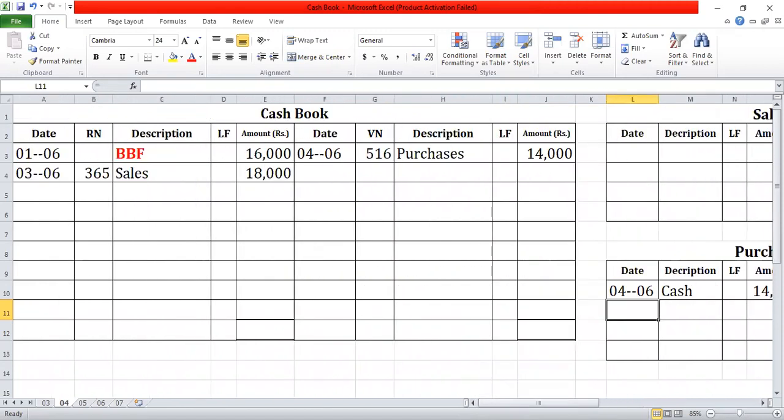Next one, again a receipt. The date is 8th of June. Receipt number 366. It is commissions receipt, amount 12,000. Cash book debit. Why? It's a receipt of cash. Asset increase is a debit.